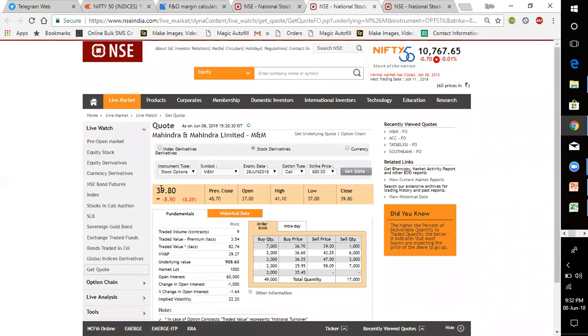930 minus 880 will be your intrinsic value, 50 rupees, plus the time value or premium, whatever you call it, will be there. So that is called intrinsic value. Okay, so I think, Rohit, I explained it right. You got that? Intrinsic value is nothing but the difference between the cash market price and the in the money strike price.